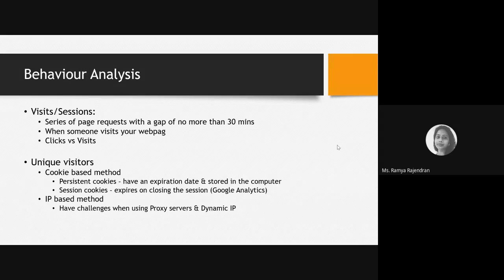This is a little challenging when they're using proxy servers or dynamic IPs. Here the unique visitors are calculated based on different unique IP addresses, right? But if they are using proxy servers, then the same person, or different people, will be using the same ID or a dynamic ID. One person might have different IPs, right? So in this case, this method may not be fruitful.